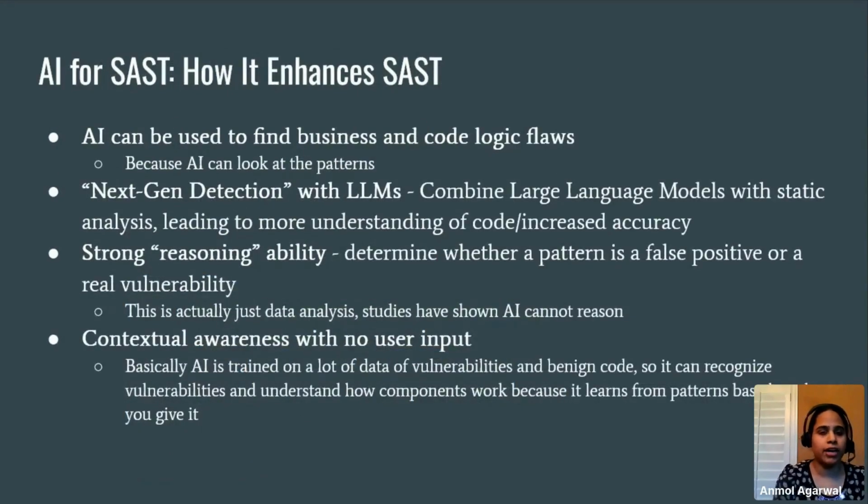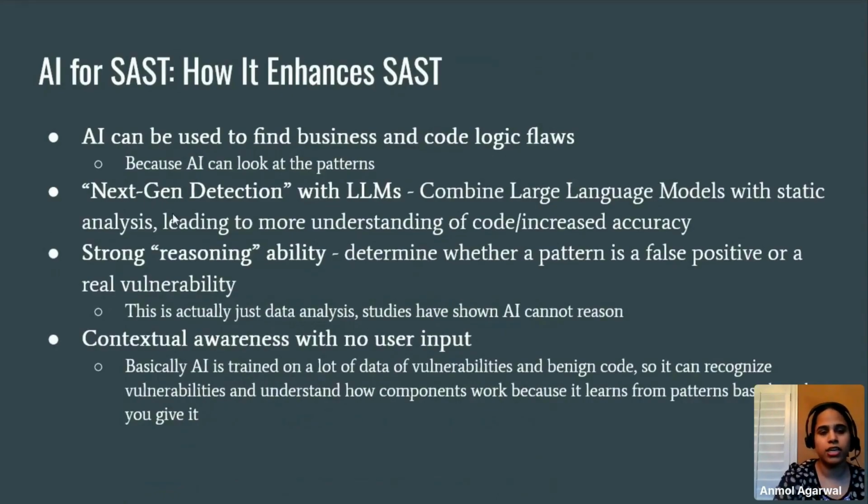And then the second way AI is being used in AppSec right now is for SAST. Again, AI is being used to see these patterns. This is some text I got from a marketing blog that was trying to market why AI is so amazing, and it's going to transform SAST tools. First they say AI can be used to find business and code logic flaws. And yes, that's correct, and it's because it can look at patterns. It's not a reasoning machine, but it's able to see, okay, this pattern exists. And from that pattern, I know that AI could tell me, this is a bug, right?